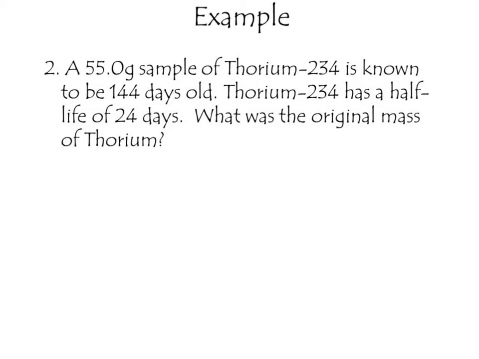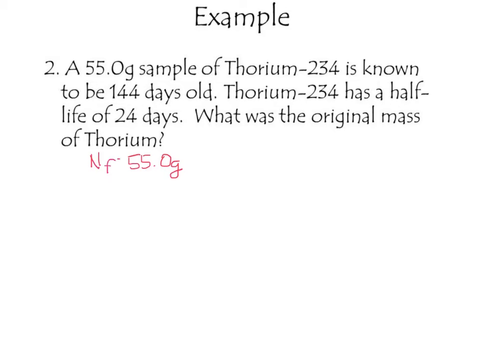For example number 3, it states that you have a 55-gram sample of thorium-234, which is 144 days old. Thorium-234 has a half-life of 24 days. What is the original mass of thorium? Let's go ahead and write what's given to us. Since it tells us that 55 grams is 144 days old, we can assume that the 55 grams is our final mass.